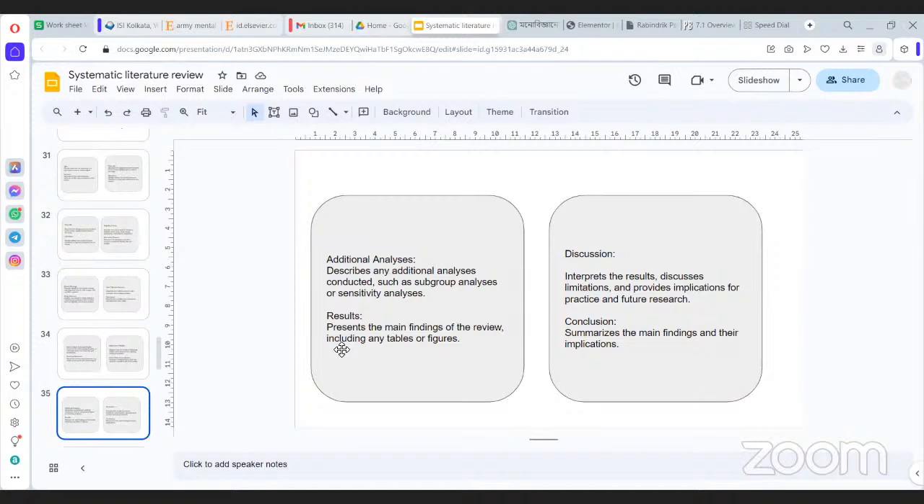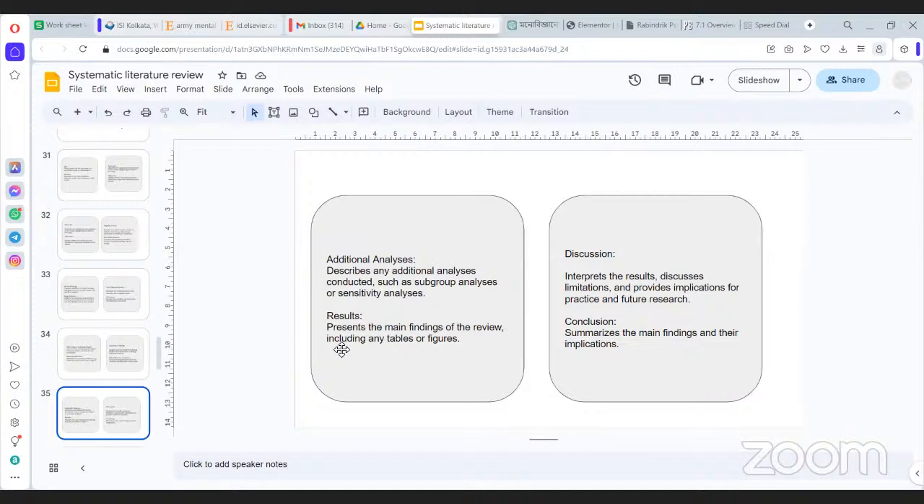Next is additional analysis. It describes any additional analysis conducted, such as subgroup analysis or sensitivity analysis. Result: it presents the main findings of the review, including any tables or figures. Next is discussion. It interprets the results, discusses limitations, and provides implications for practice and future research. Conclusion: it summarizes the main findings and their implications.